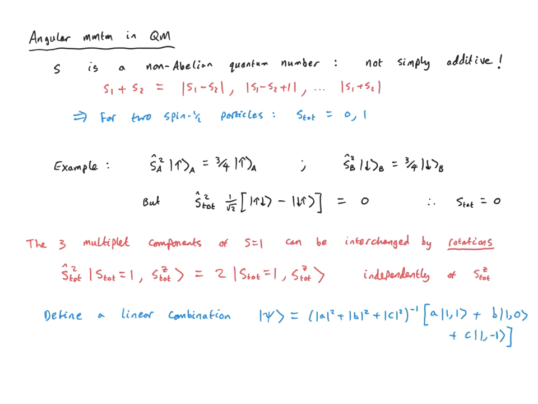Suppose, for example, that we define a particular linear combination denoted psi, which is going to be a normalized combination of the |1,1⟩, the |1,0⟩, and |1,-1⟩ states. Here I'm again labelling the states by their spin and z projection, with arbitrary complex coefficients a, b, and c. Because all three components of this linear combination have definite spin, we will find that this wave function psi, as defined, is an eigenstate of the total S squared operator.